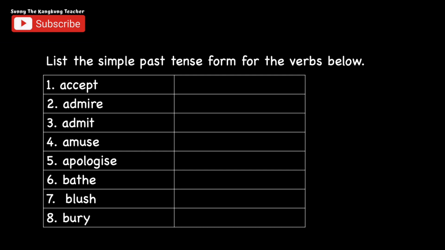For the first one, the verb accept, the simple past tense form is accepted. We plus ED. Did you get it correct? Wonderful. Number 2, admire. The simple past tense form for admire is admired. Because the word ends with an E, we just put D. This is rule number 1.